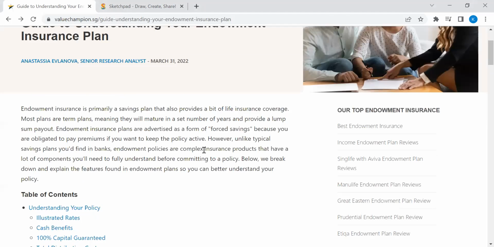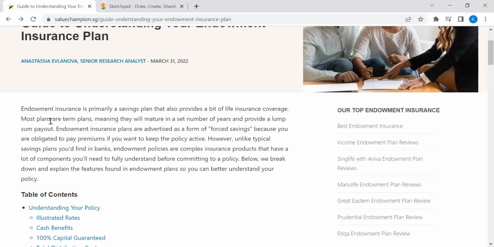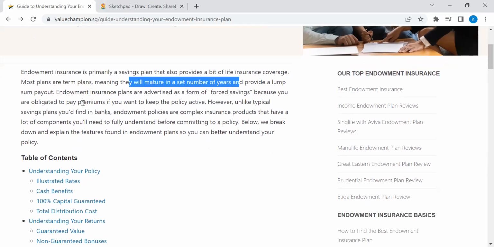Okay, so endowment plans are created by insurance companies. They are commonly marketed as savings plans to consumers, which many of you could have heard before, or some of you could even own an endowment plan right now. They are primarily used for saving purposes, and also probably provide a little bit of life insurance coverage. Most plans are term plans, meaning they will mature within a set number of years, right? If they are whole life plans, they are usually not marketed as endowment plans. They are usually marketed as whole life plans.